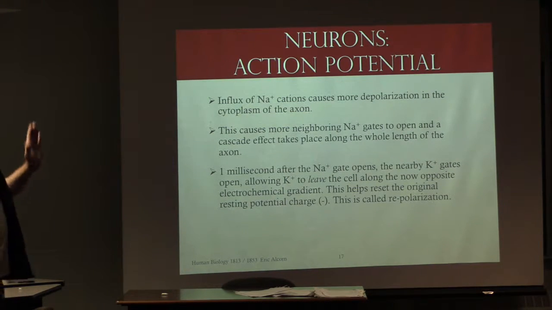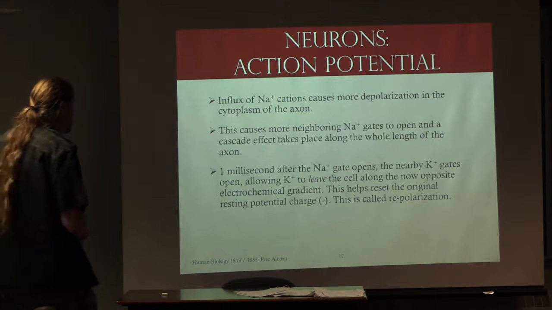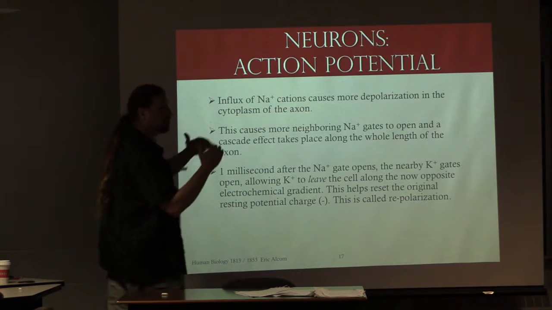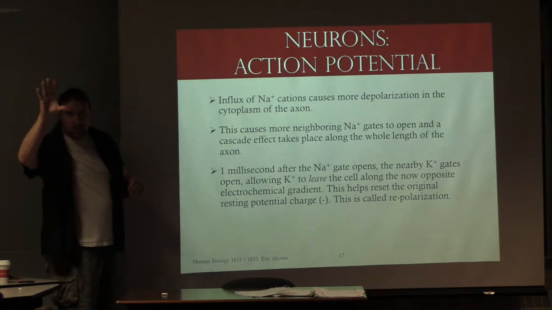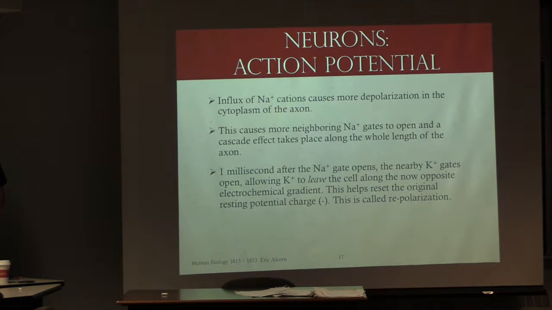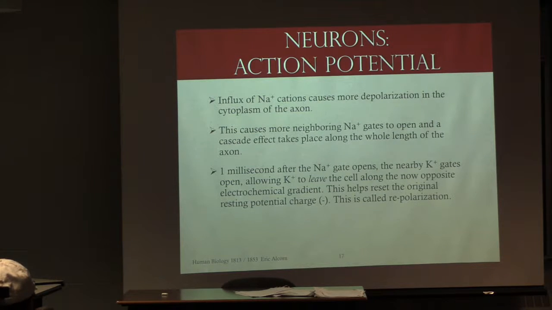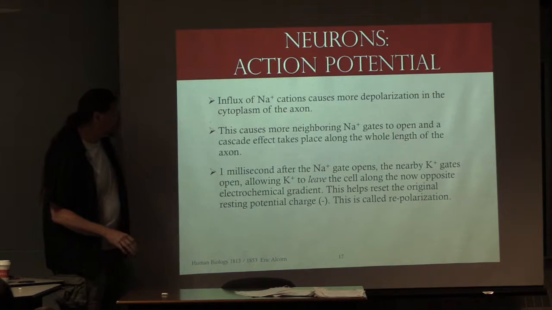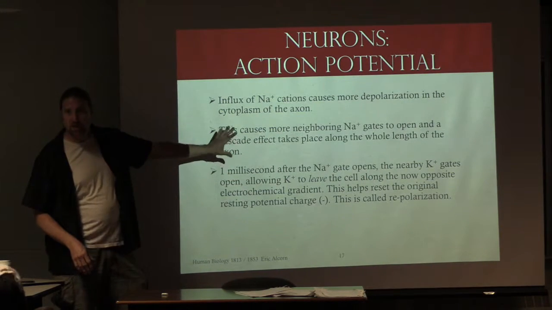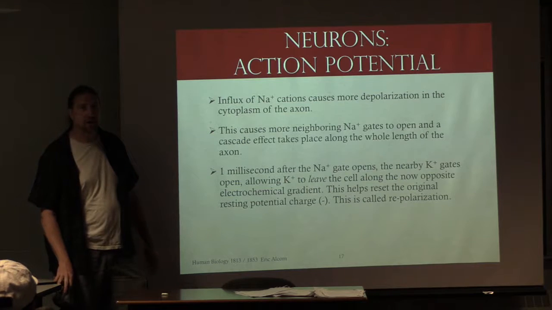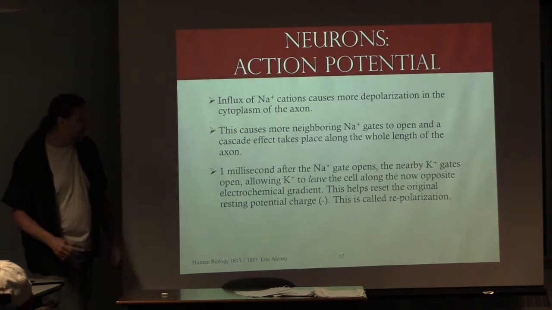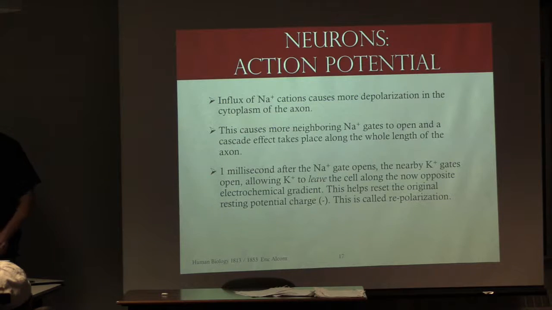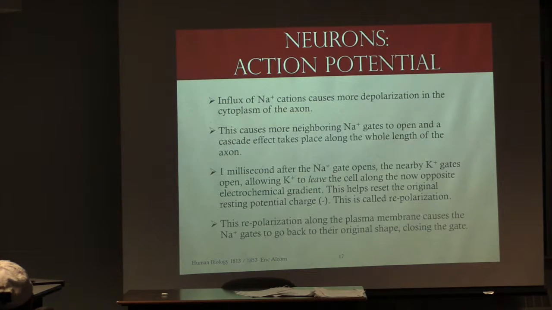So now you have this massive exit of positive ions. This is going to start the process of bringing it from a positive charge back to a negative charge. Within that millisecond, you'll have up to 7,000 ions crossing. When the sodium gates open, you'll have up to 7,000 sodium ions crossing at a single gate. And when the potassium gates open, 7,000 of those moving out.